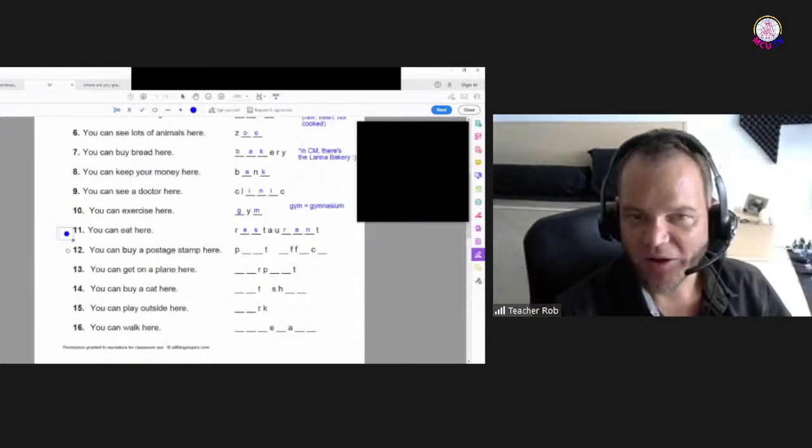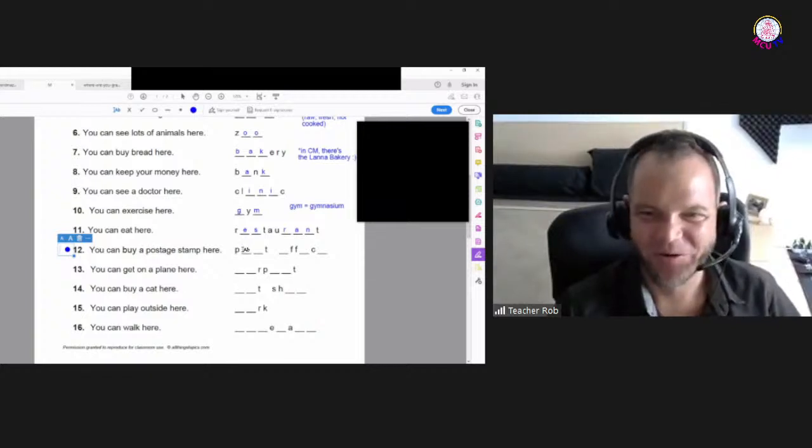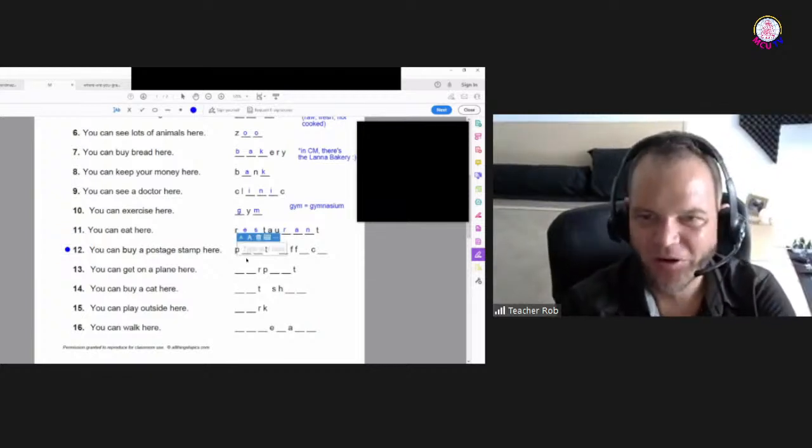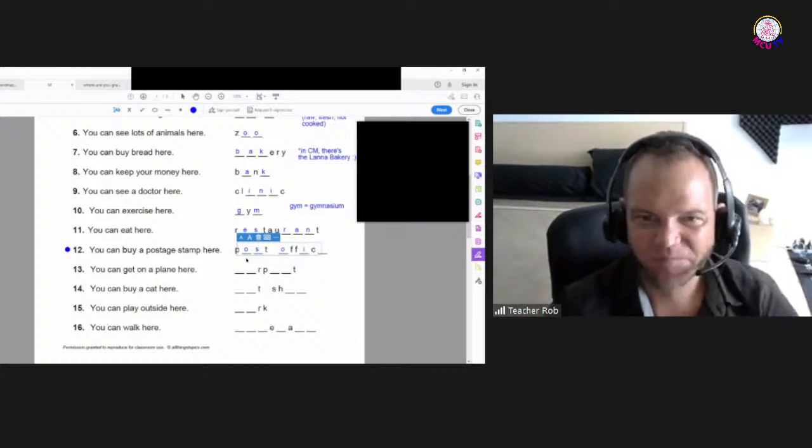How about this one? You can buy a postage stamp here. Post office. There you go. Post office. Yep, P-O-S-T, this is two words, O-F-F-I-C-E. Very good. So you can buy postage stamps at the post office.